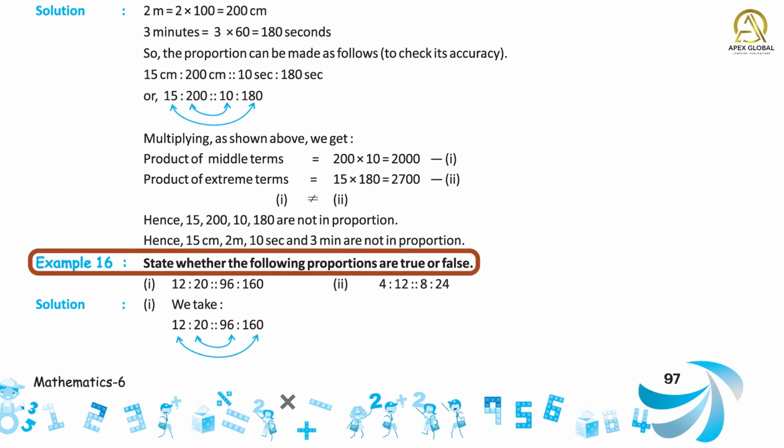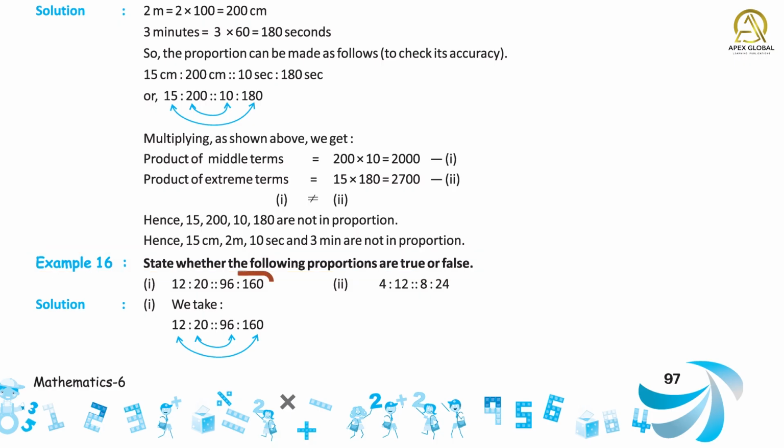Example 16. State whether the following proportions are true or false. First, 12 ratio 20 is to 96 ratio 160.